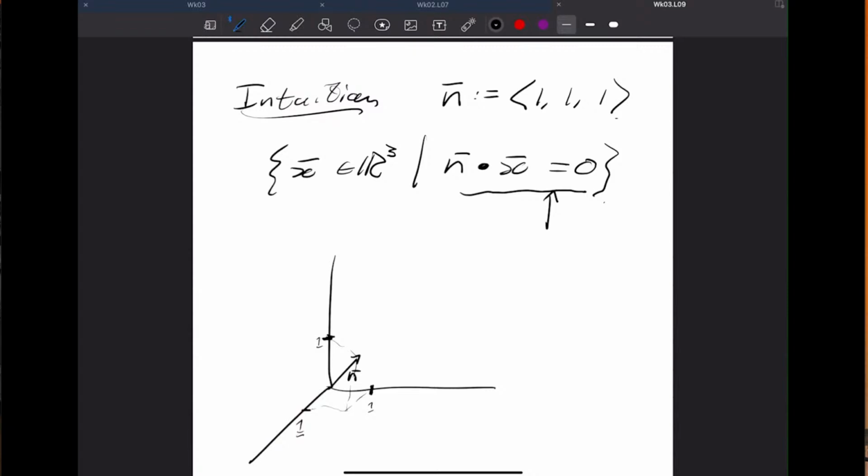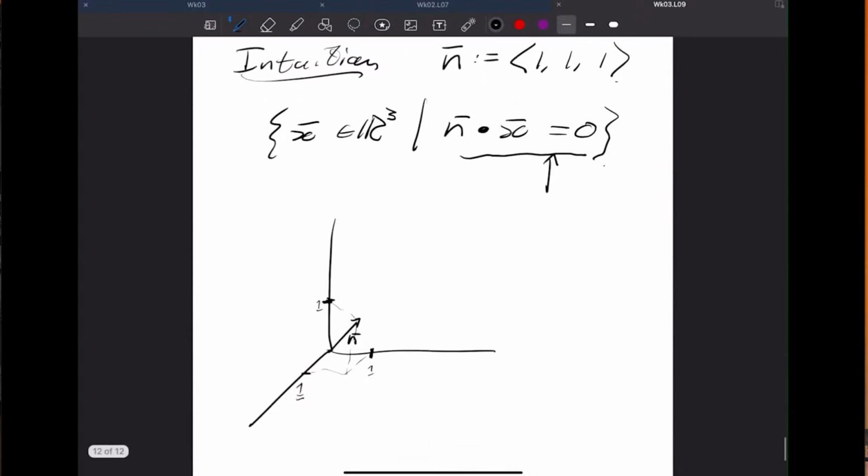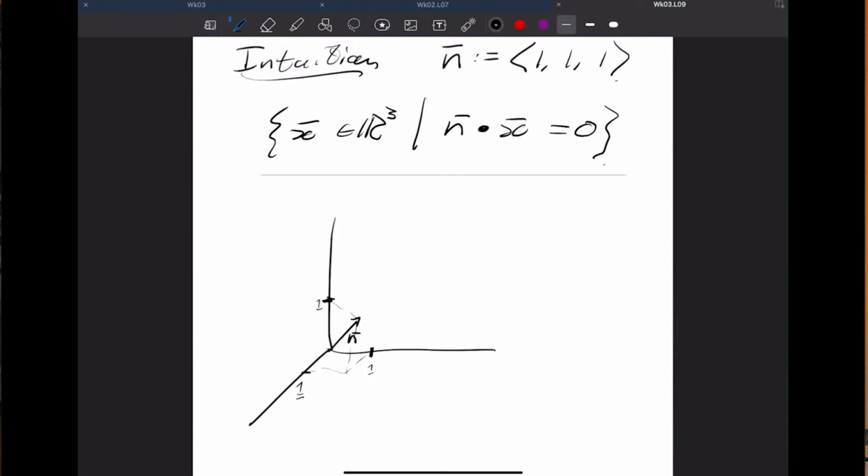What does that mean? Remember, from the definition of the angle, if the dot product of two vectors is 0, we should immediately remember that those two vectors are at right angles to each other. So n and x are at right angles to each other. In other words, this set is the set of all the vectors which are at right angles to this vector n. So what we get is all possible vectors which are at right angles to this vector n.